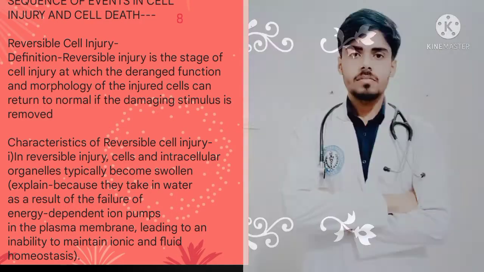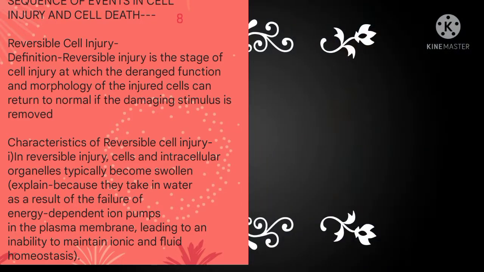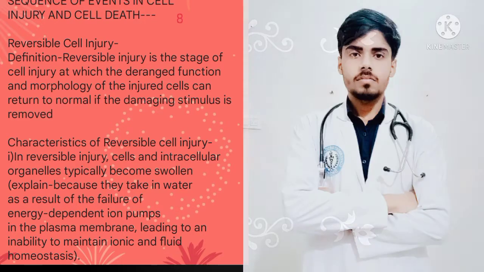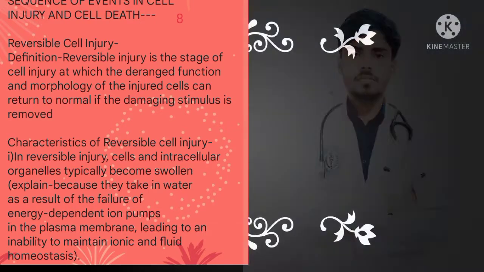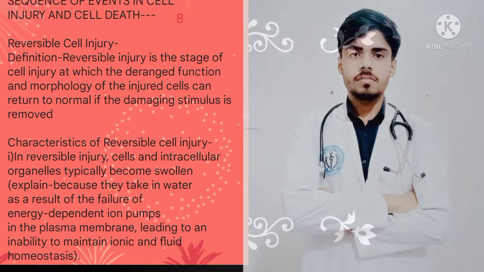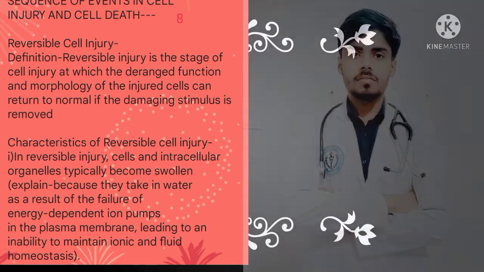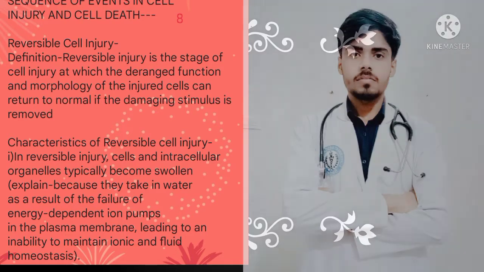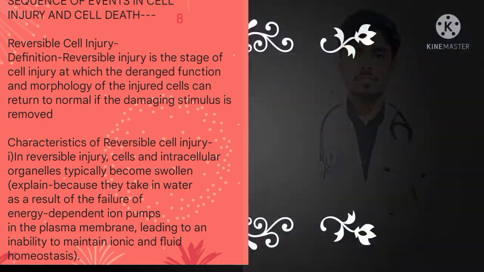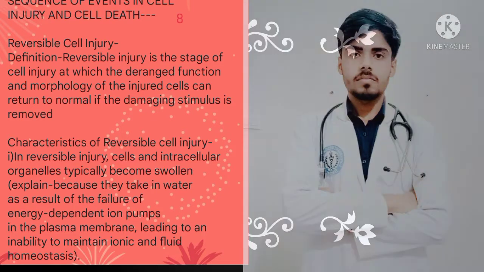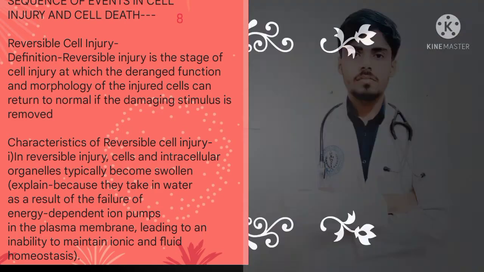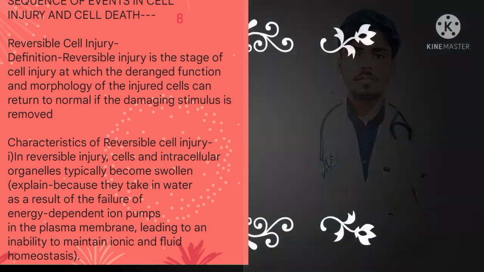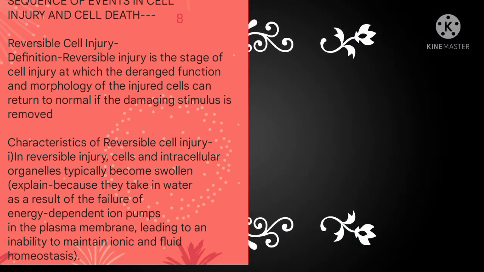Now, the characteristics of reversible cell injury. The first characteristic is that in reversible cell injury the intracellular organelles typically become swollen. This is because they take in water as a result of the failure of energy-dependent ion pumps in the plasma membrane, leading to the inability to maintain ionic and fluid homeostasis, and as a result the cell and intracellular organelles become swollen.